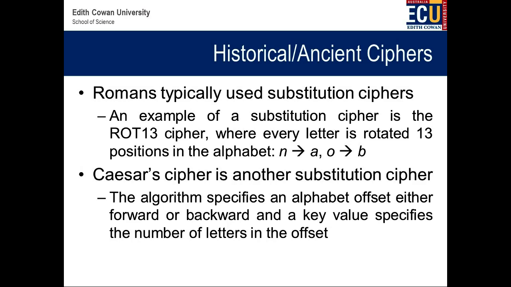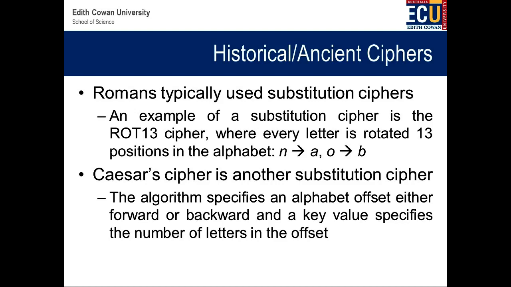Let's discuss some of the ancient ciphers, because I have mentioned that they've been around for thousands of years. Romans typically used substitution ciphers, and one of the common examples that they used was ROT13, or rotation 13. As per this cipher, they used to move the character towards the right 13 steps. So if you add 13 characters to N, the character will become A. If you add 13 characters to O towards the right, the encrypted character will be B.